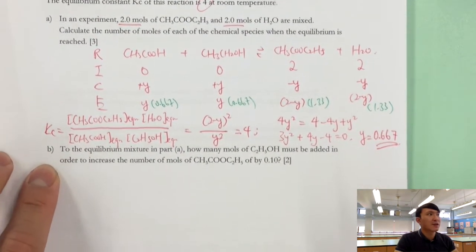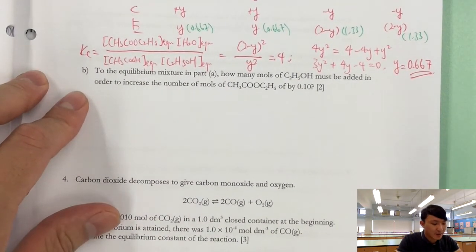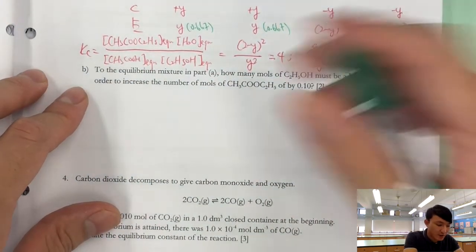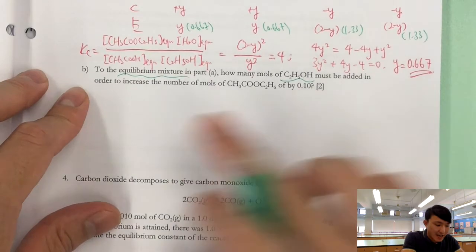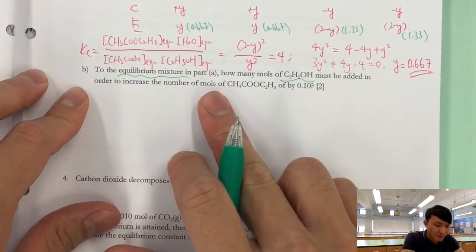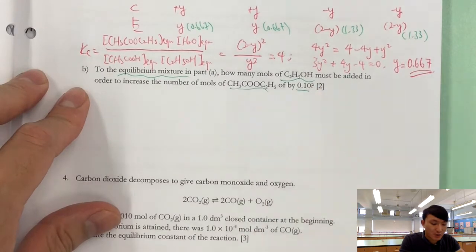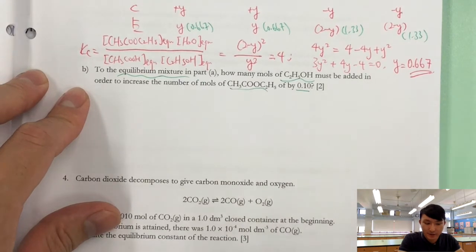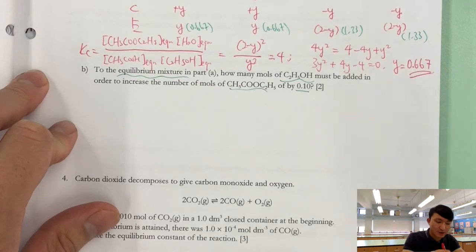Now, part B here is something I want you to pay attention to. It's a little bit challenging. To this equilibrium mixture, so we already have this equilibrium mixture, how many moles of ethanol must be added in order to increase the number of moles of ester by 0.1? Okay, we want to add a certain quantity of ethanol so that at the end we have 0.1 mole extra ester. Okay. For a question like this, we still use the RICE table to help us.